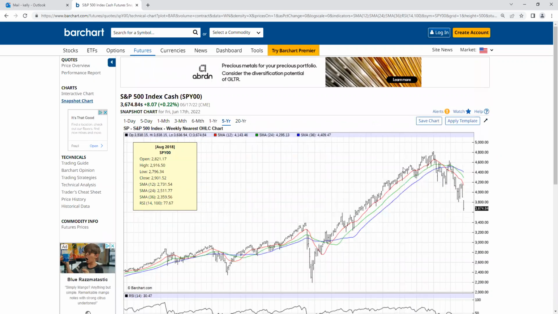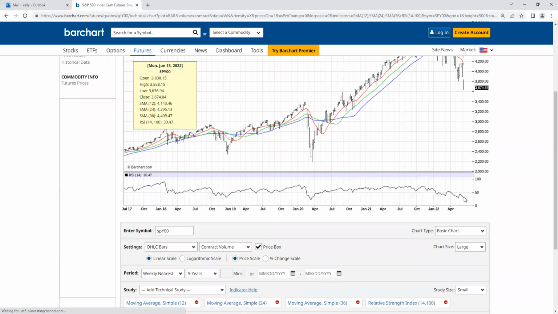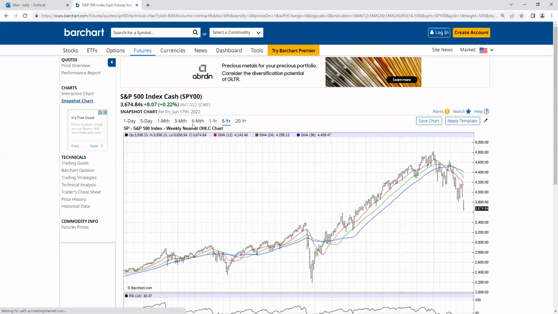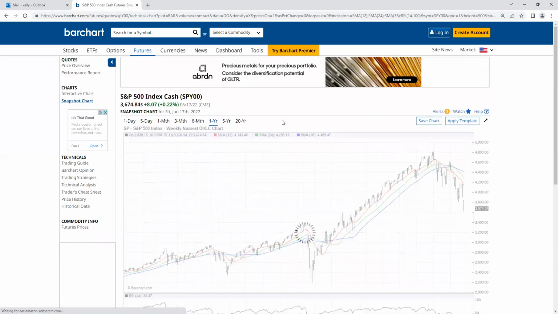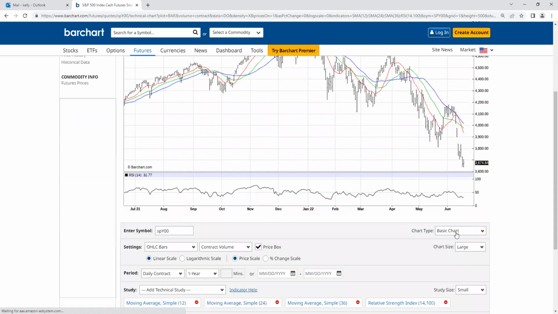On the 5-year graph, it's looking like it wants to go into the abyss, and you can see the RSI again is way down to 30. See, again, once it broke under 40 on RSI, which is right around here, it starts accelerating to the downside. That's not good. Okay, and then on a 1-year graph, again, everything pointing down.